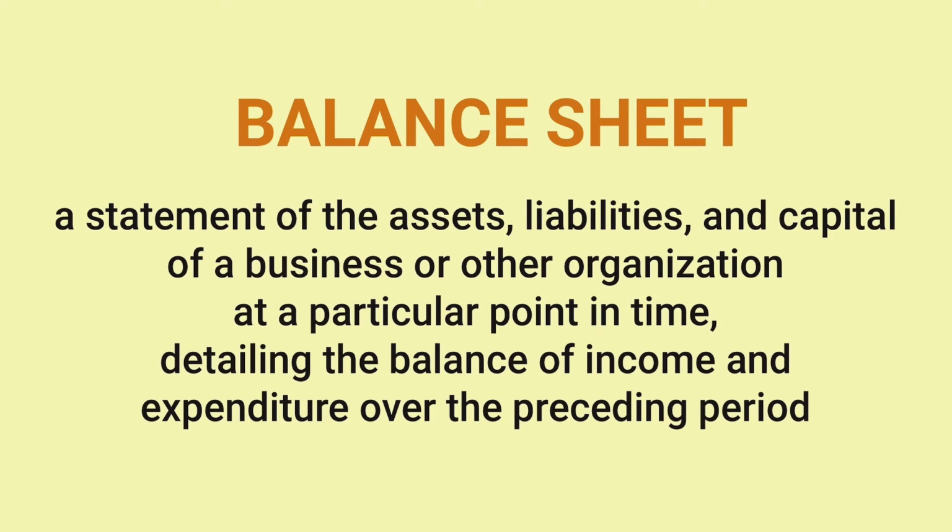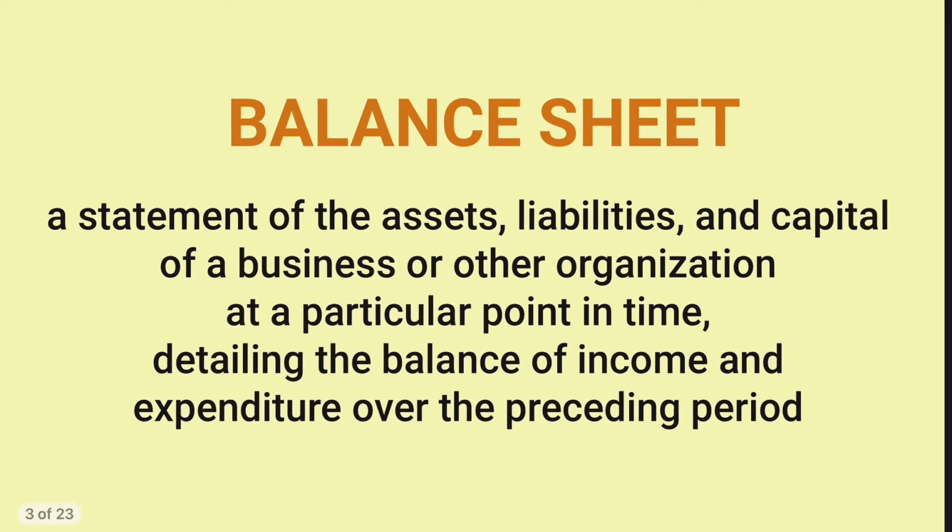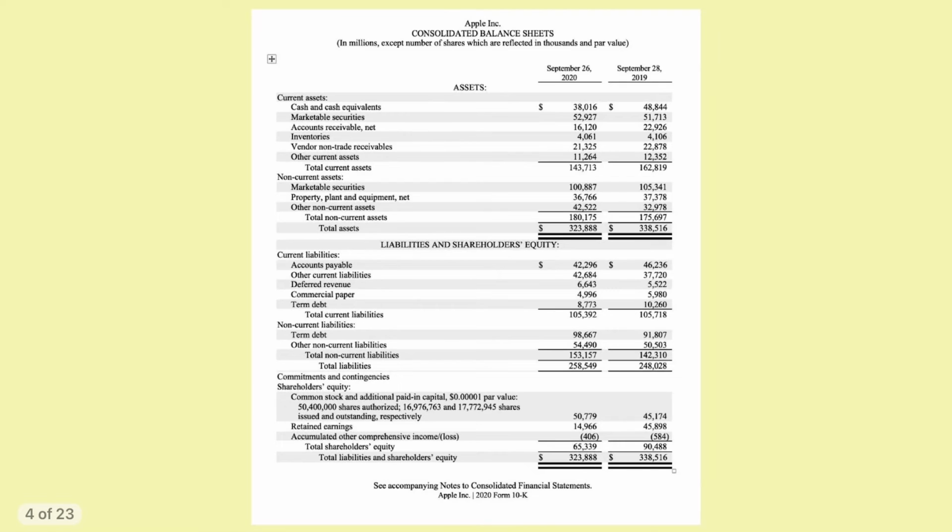So we previously defined what a balance sheet is. It's a statement of the assets, liabilities, and capital of a business or other organization at a particular point in time. So this is an example of a balance sheet. An important concept to note in a balance sheet is it's also called the statement of financial position.